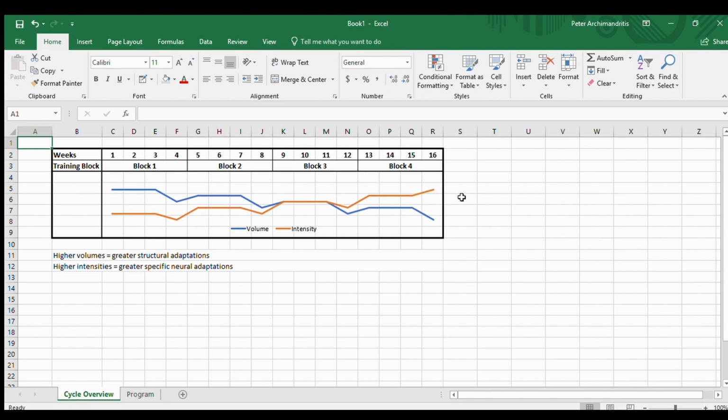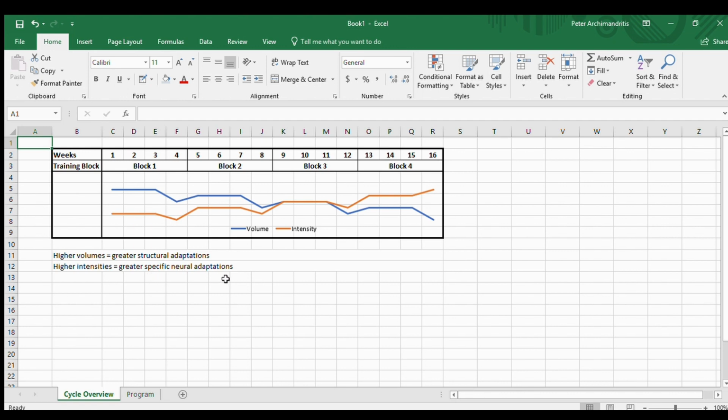Now, the reason that we manipulate the volumes and intensities over the training block is to work on slightly different aspects at different times of the training cycle. So higher volumes are going to lead to greater structural adaptation, so we're going to get more muscle hypertrophy and more tendon and ligament resilience. Whereas higher intensities are going to lead to greater specific neural adaptations. So the higher intensities are basically going to be where we're doing more specific movements and we're going to get more neural adaptations that are specific to that movement that we're doing.